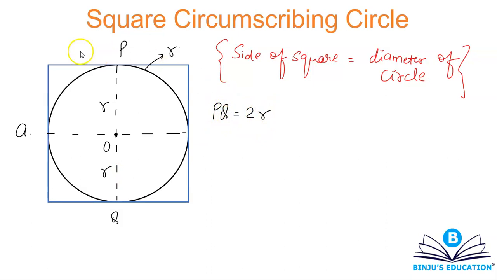And if you observe carefully, if I name this as A and this as B, you'll also observe that PQ will be equal to AB, right? Because they are both parallel lines. So PQ is equal to AB, which means 2r should be equal to a. So from here you'll get simply r is equal to a by 2.